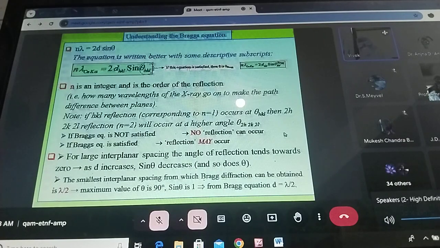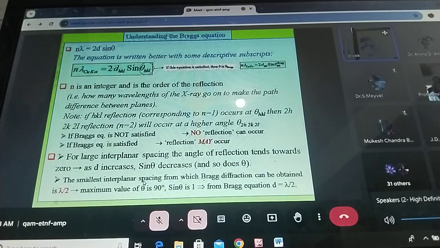No reflection can occur. If Bragg's equation is satisfied, what does it indicate? Reflection may occur. So for large interplanar spacing, the angle of reflection tends towards 0. When we go on increasing the interplanar spacing d, sin theta has to decrease, because the wavelength is constant; we are not varying it. If your d value is increasing, your theta has to come down. So sin theta decreases and so does theta.